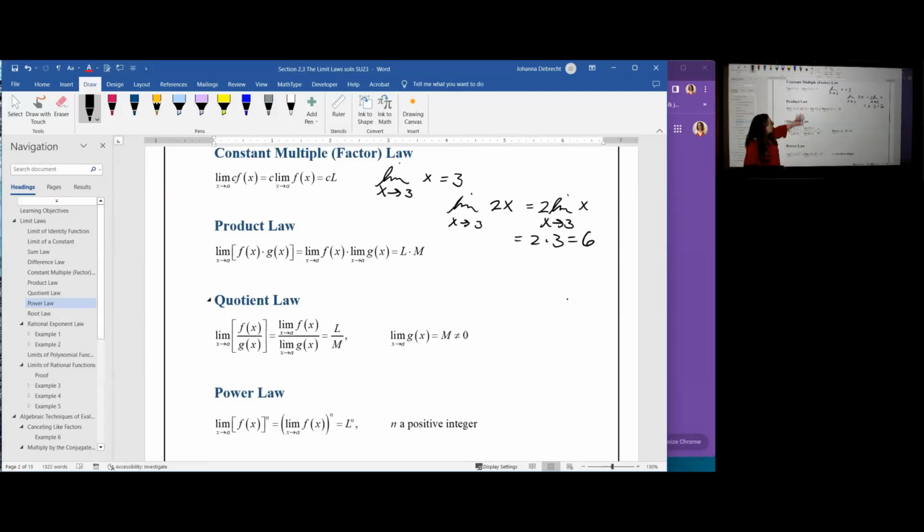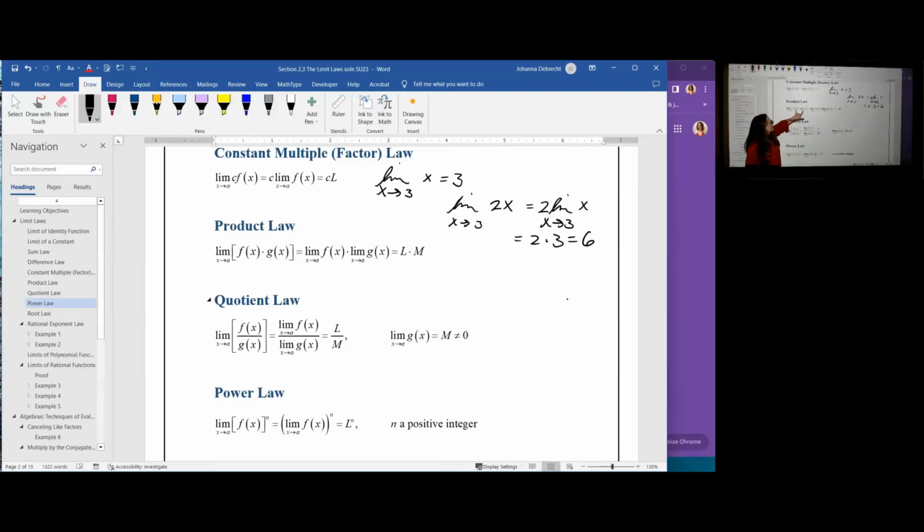The product law and quotient law are allowed with limits, but they are not allowed with derivatives or integrals. This is an example of how powerful the limit is. We can do things with the limit we cannot do with the derivative or the integral. For a limit, the limit of a product is the product of the limits, which is a crazy idea. When we get to derivatives, you'll see this is not the case.